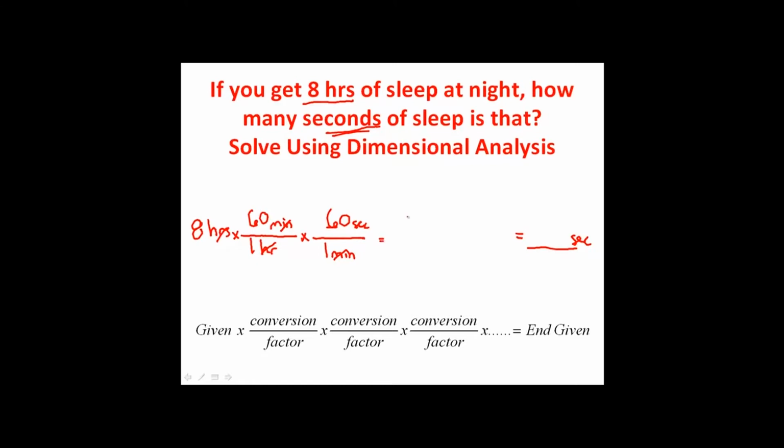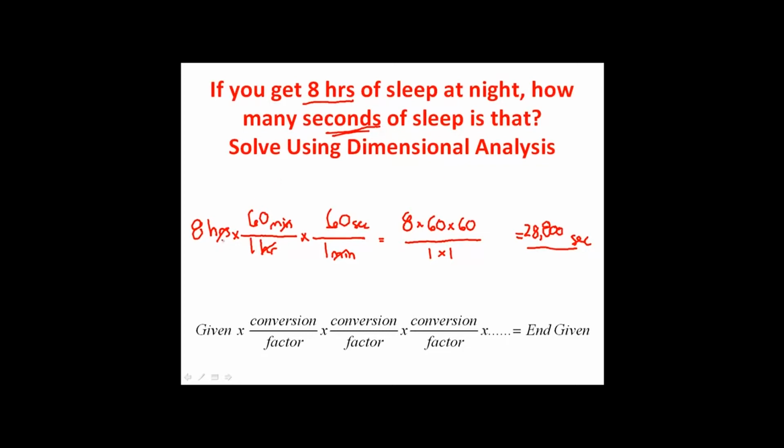Okay, let's solve the math on this. It's going to be 8 times 60 times 60, and on the bottom, it's going to be divided by 1 times 1. Okay, so let's do 8 times 60 times 60. And the answer we end up with is 28,800 seconds. Okay? Does everything line up?